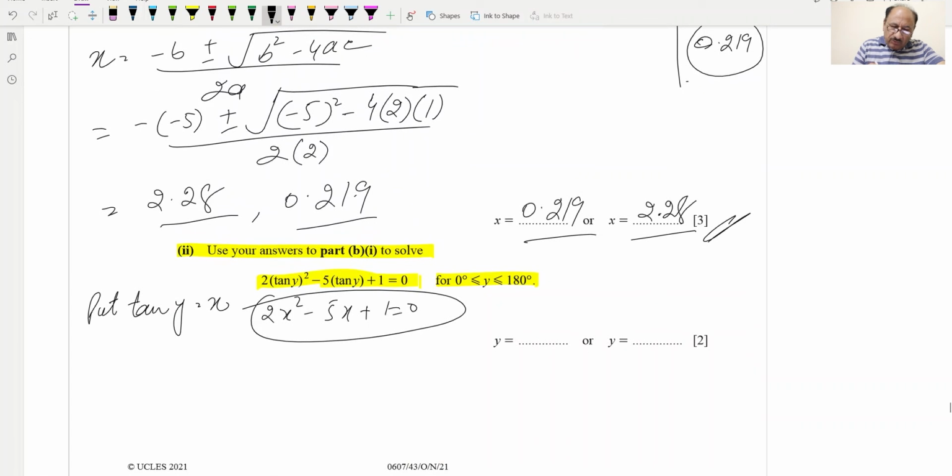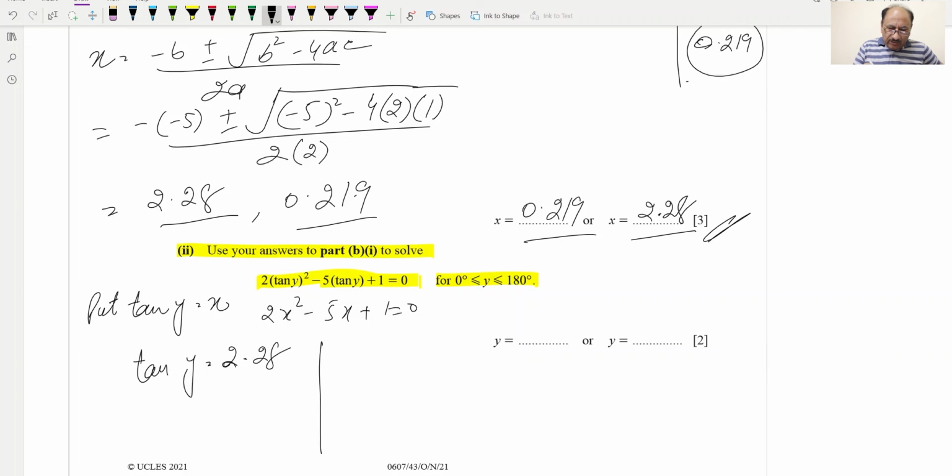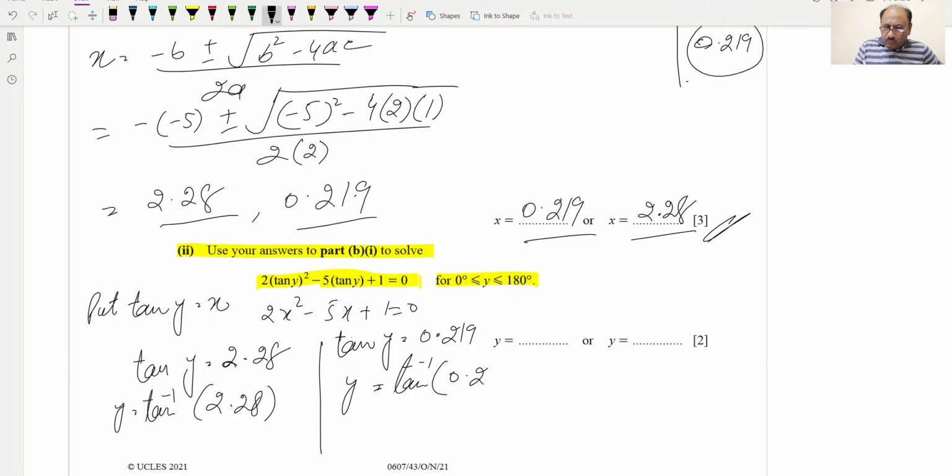So solutions will be tan y is equal to the x values, 2.28, and the second value will be tan y is equal to 0.219. So y will be equal to tan inverse of 2.28, and y is equal to tan inverse of 0.219. And now we can take tan inverse, and tan inverse will be what?